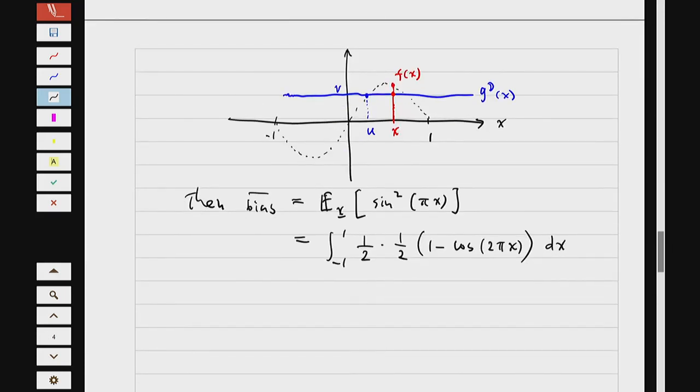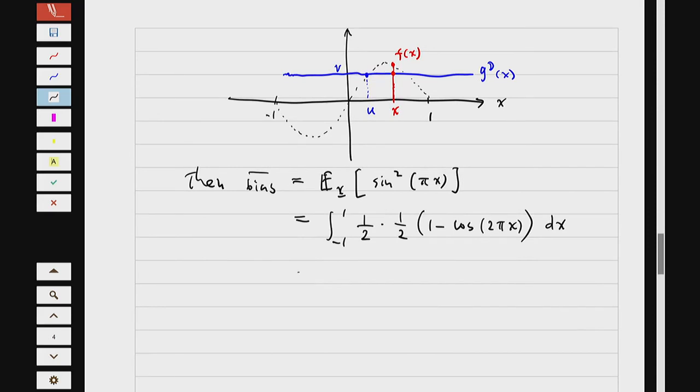Then we know that the integration of cosine 2 pi x is 0, because between -1 and 1 you have 2 periods of this sinusoid. So the integration is 0. Therefore, we are left with only the remaining constant, which turns out to be half.